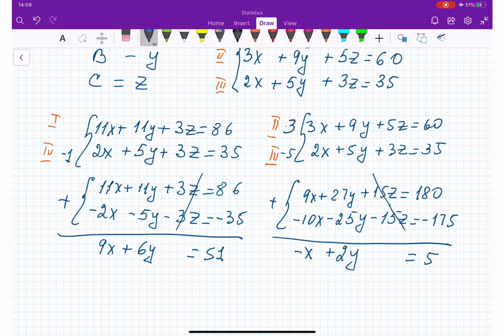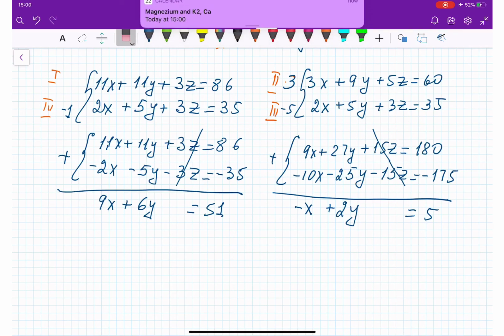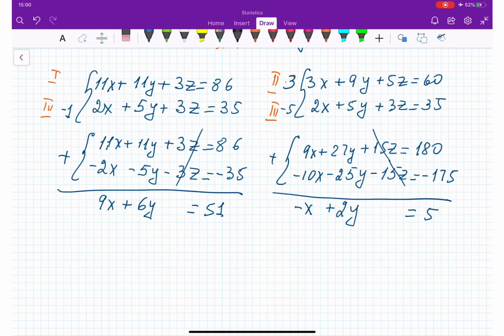So we brought it down to a system of two equations, and both of them have the same variables. Can you imagine one would have x and y, the other one would have x and z, or y and z? It would take you straight to the woods. You won't be able to solve these ones. That's why we need to have the same variables.